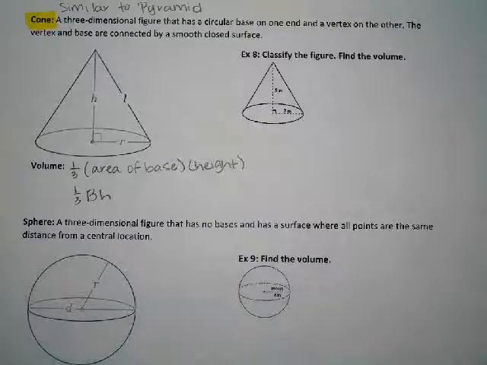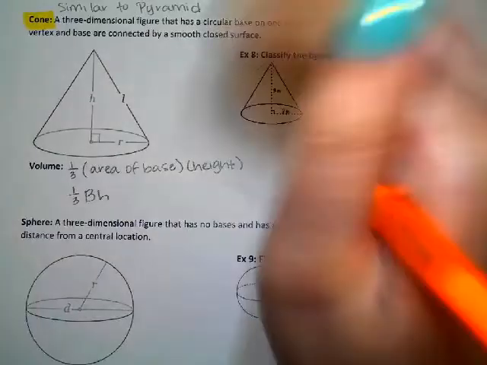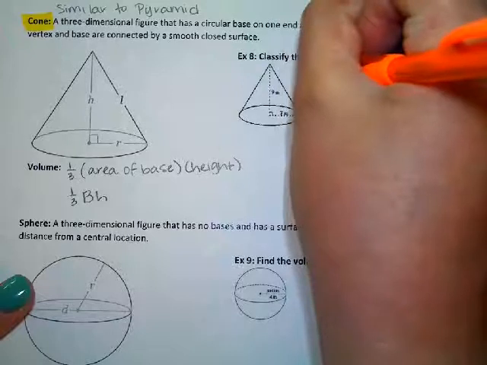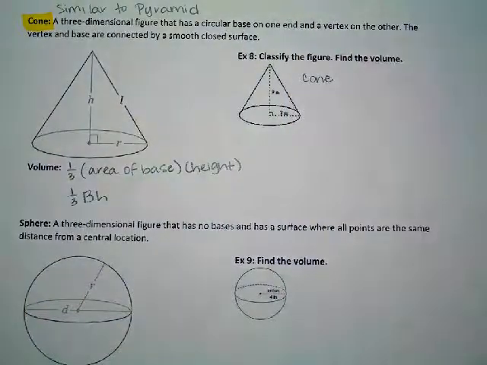All right. So for example 8, first we want to classify the figure. Anytime they say classify the figure, they just mean tell me what shape it is. So we're going to say this is a cone. And then find the volume.